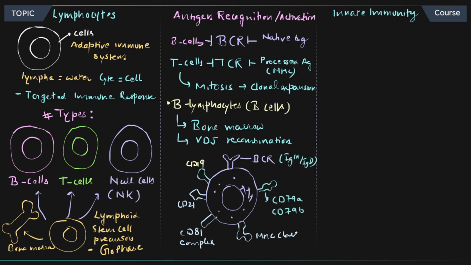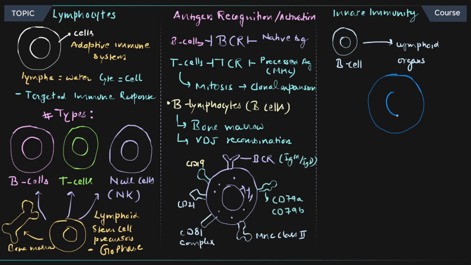Next is MHC class 2 receptor, which is important for processing the antigen to the helper T cells. Okay, so I think now this concludes a lot about the structure of the B cell. And if we talk about it further, B cell activation will happen, and then further, lymphoid organs will be there where the maturation and activation of the B cell will happen.